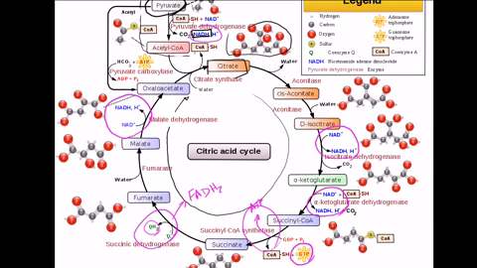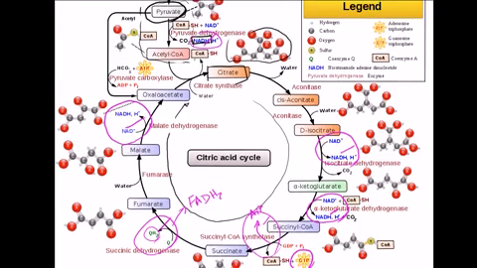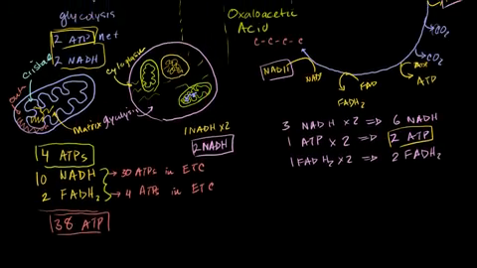FADH2 gets produced. So as promised, for each pyruvate that inputted, remember, we're going to do it twice. For each pyruvate, we produced 1, 2, 3, 4 NADHs. We produced 1 ATP and 1 FADH2. And that's exactly what we saw up here.